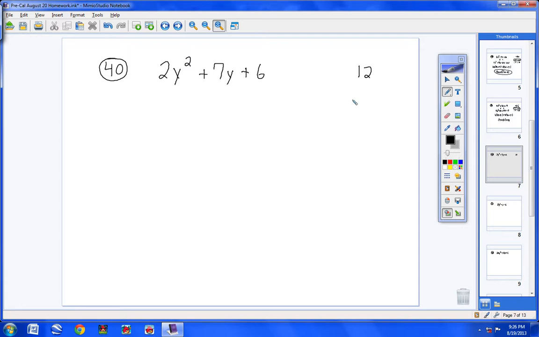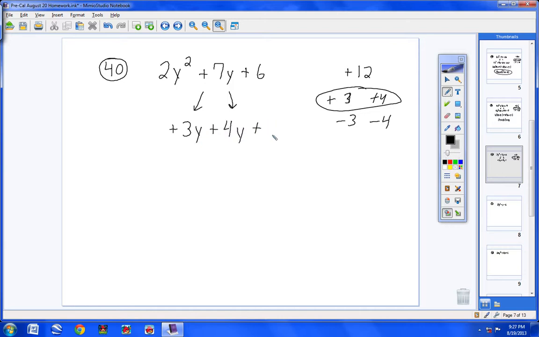Now I could list out all the factors of 12, but I'm going to save some time. I notice I want a group over here that's going to combine to positive 7. So right away I think of 3 times 4. A positive times a positive, and a negative times a negative. Now only one of those adds up to positive 7, and it's this group right here. So where the 7y is, I'm now going to replace that with positive 3y, positive 4y. Then bring down your positive 6, and bring down your 2y squared.